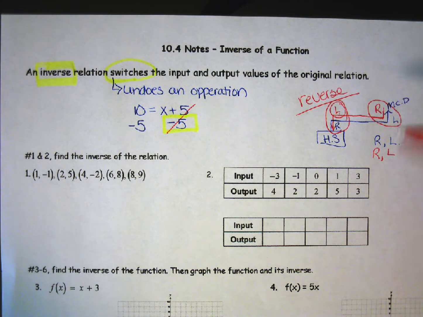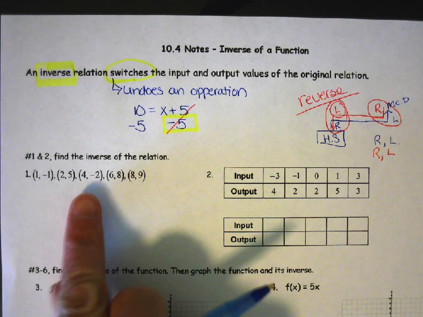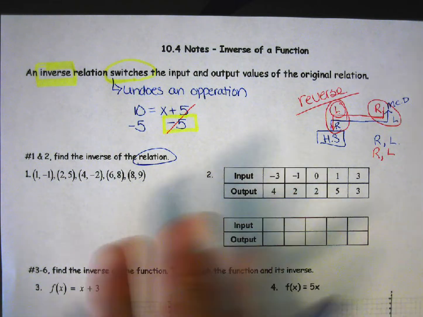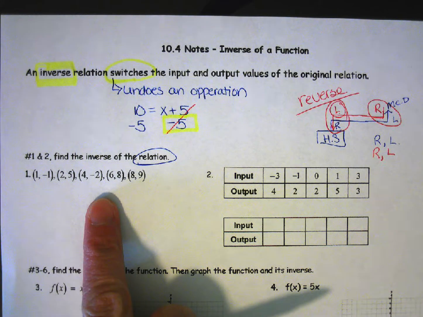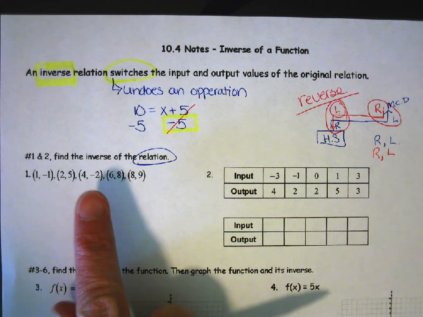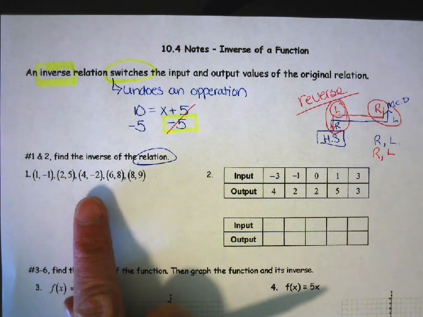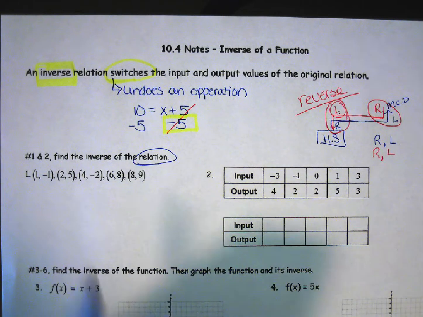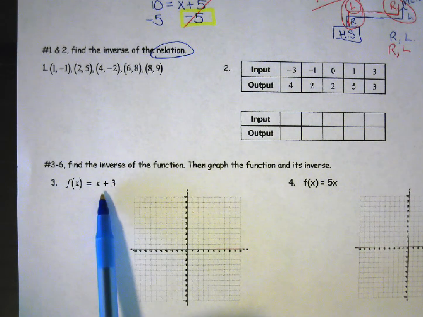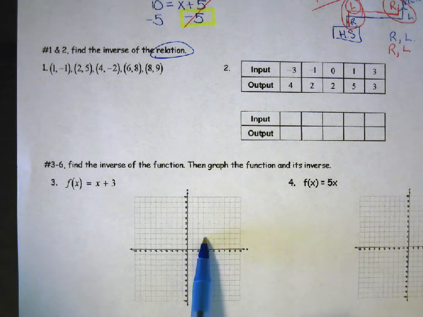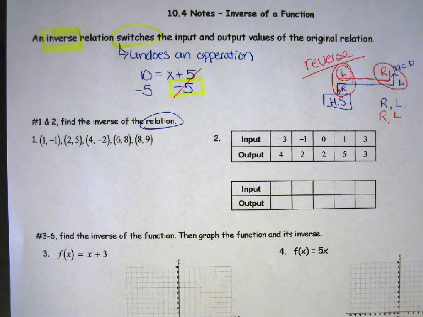Now, there's two different types of examples that you have to worry about today. They're just going to give you some type of relation. Now, we're not worried about what kind of relation this is. It could be linear, it could be exponential. We don't really care. We just need to know that it's a relation. So there's some graph. And then down here, they're giving us a linear line, and they want us to find the inverse and graph it. So these are the two types of scenarios you're going to be given.